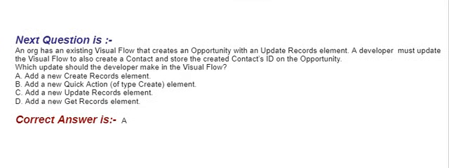Next question is, an org has an existing visual flow that creates an opportunity with an Update Records element. A developer must update the visual flow to also create a contact and store the created contact's ID on the opportunity. Which update should the developer make in the visual flow? Option A. Add a new Create Records element. Option B. Add a new Quick Action (in brackets) of type Create element. Option C. Add a new Update Records element. Option D. Add a new Get Records element. Correct answer is option A.